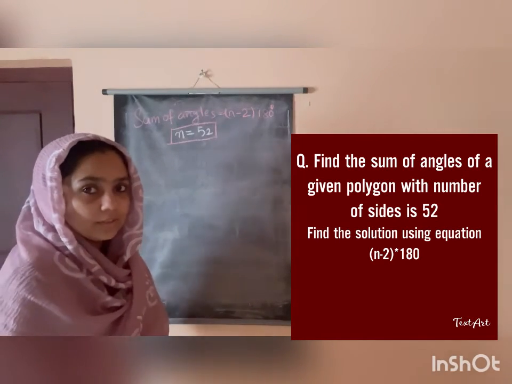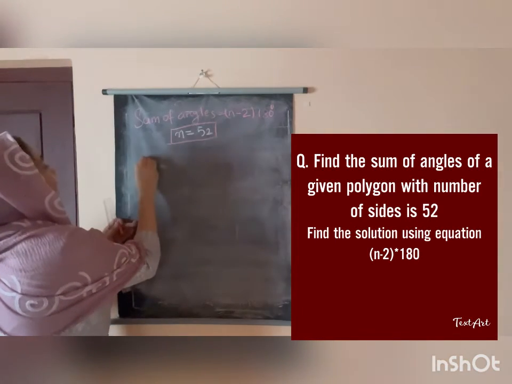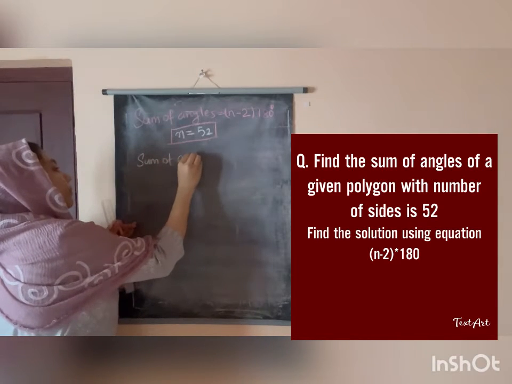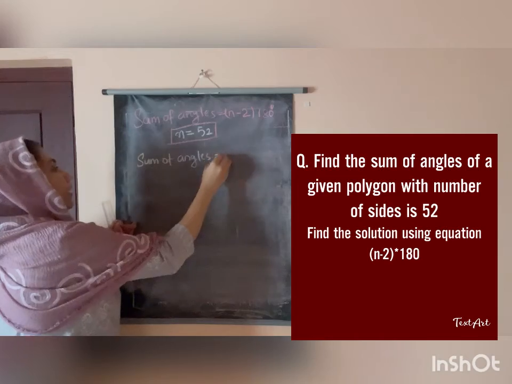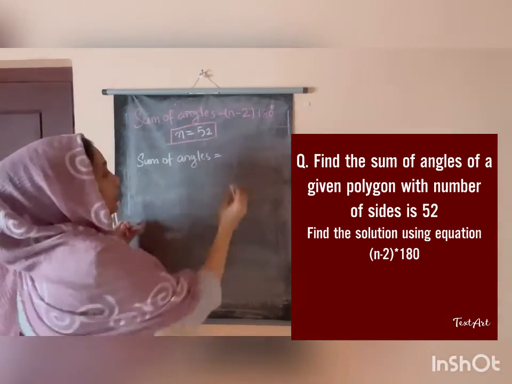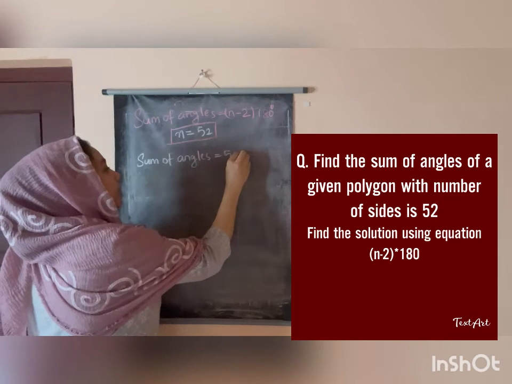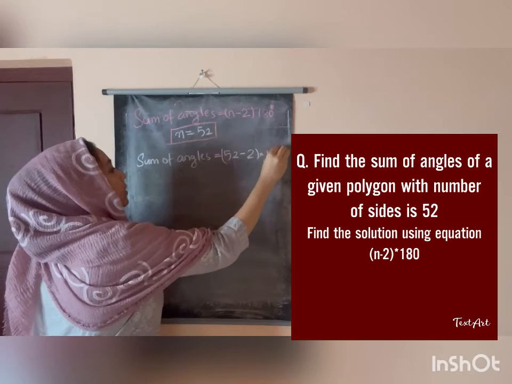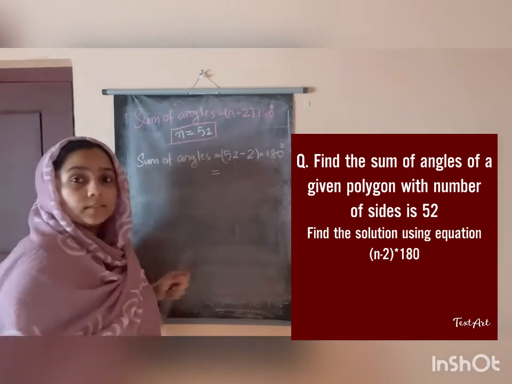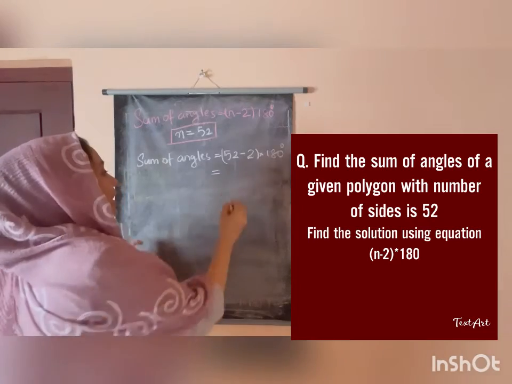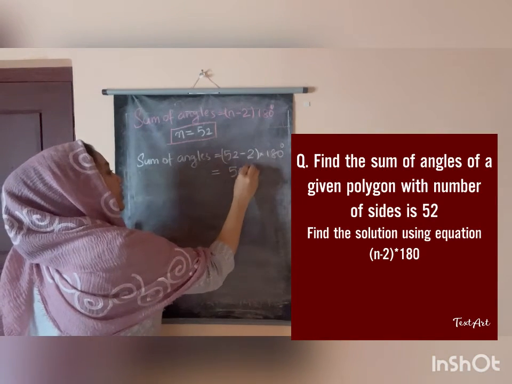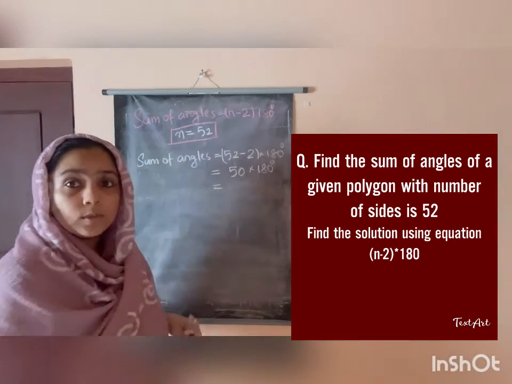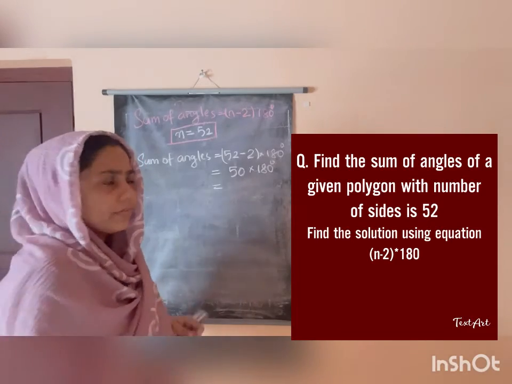Let's do it. Are you ready? Yes. Then the sum of angles is equal to n. n is equal to 52. 52 minus 2 into 180 degrees. How much? 52 minus 2? Yes, 50. Very good. Into 180 degrees. How much is it? Solve it very fast.